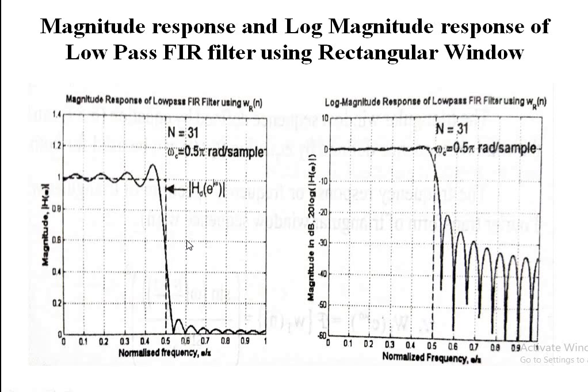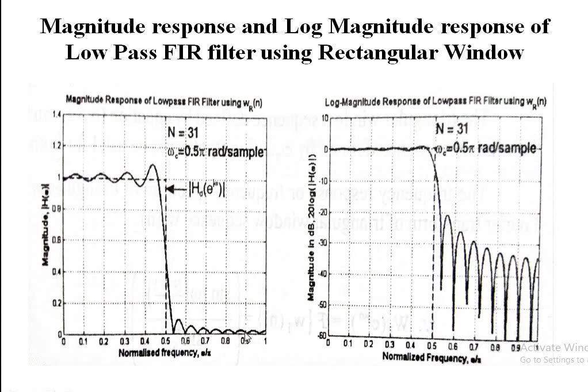In H of e power j omega, in the pass band, the side lobe effects appear both as overshoots as well as undershoots to the desired response, but in the stop band, these effects appear as a non-zero response. That is what we were saying. Generally, it should be 0, but it is a non-zero response.